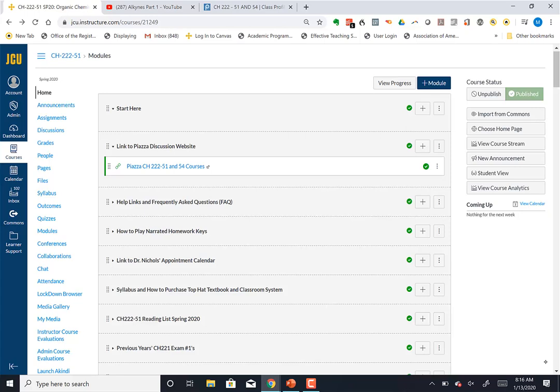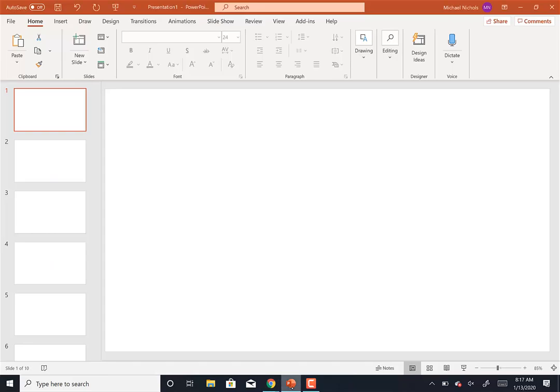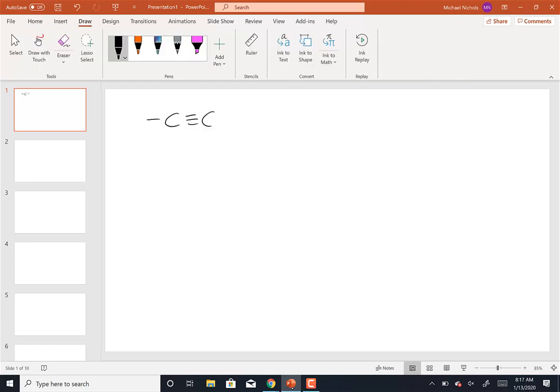Okay, so where did my screen go? How are we going to start? What are we going to start with? Well, let's start with the following. Alkynes. A carbon-carbon triple bond.